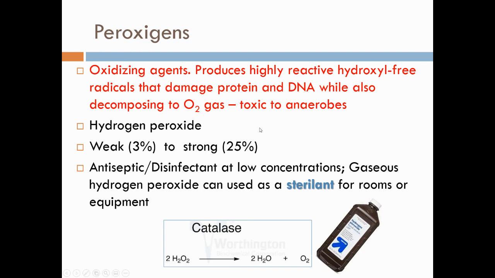So when we see bubbling, that means we have put our hydrogen peroxide onto anaerobes that are able to break it down, or onto our own damaged tissues. And when we damage that tissue, cut open those cells, we release our own catalase that causes the hydrogen peroxide to bubble. If you don't have an enzyme that breaks it down, though, this is toxic, so it will kill anaerobic bacteria. In the gaseous form, it can be used as a sterilant for rooms or equipment.